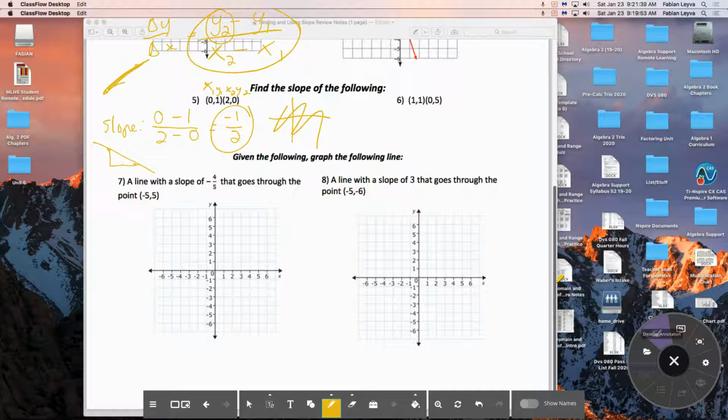Right, number 6, more of the same. Again, your slope is the change in y over the change in x. So notice that here, those are your y's. These are the first ones that showed up.